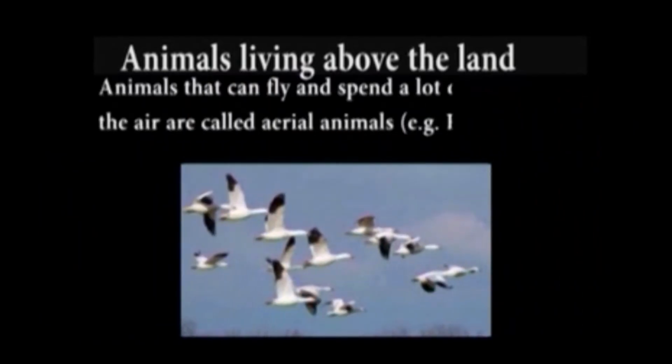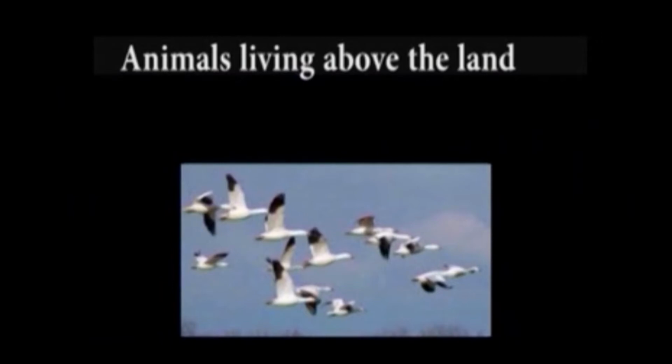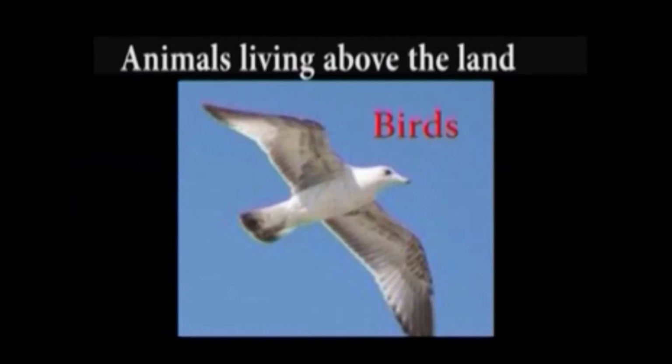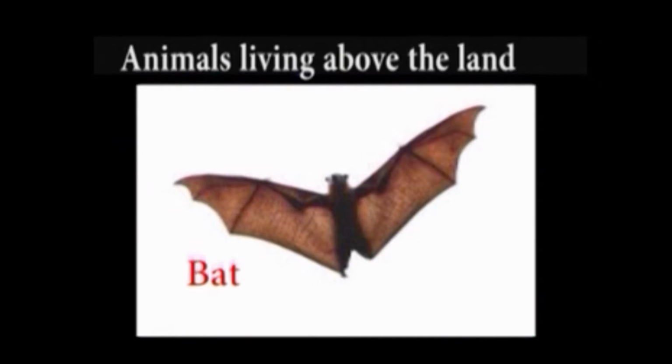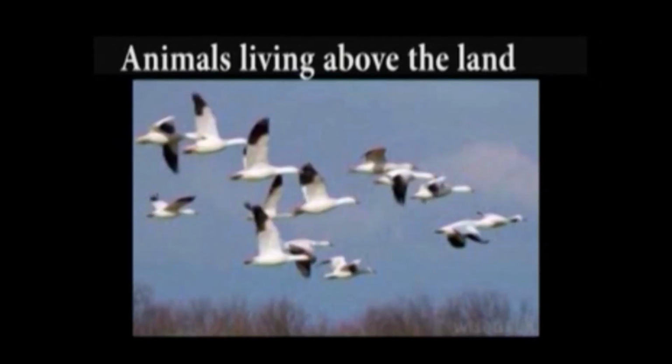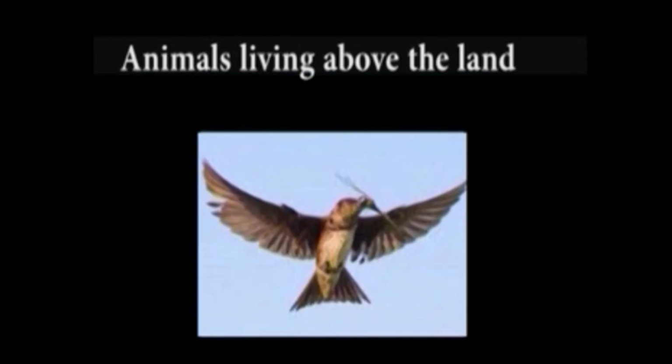Animals that can fly and spend a lot of their time in the air are called aerial animals. We have examples like birds and bats. These animals have features adapted for flight and life in the air. Wings to fly instead of forelimbs, hands.